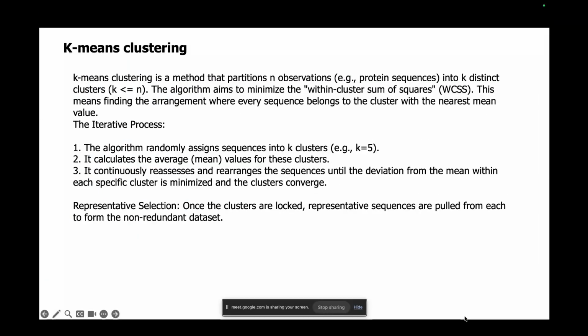I would suggest reading a little bit on k-means clustering and other similar algorithms like hierarchical clustering and so forth, because these are very common algorithms and it may help you in future as well.